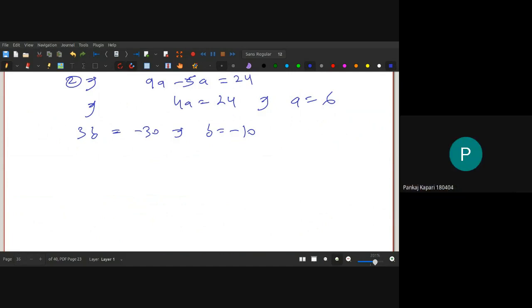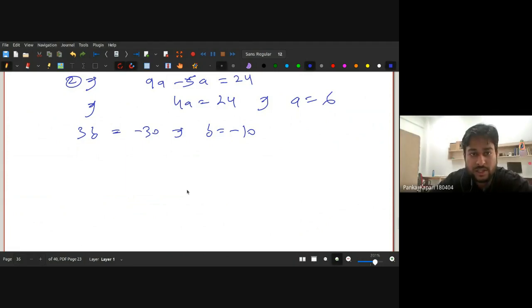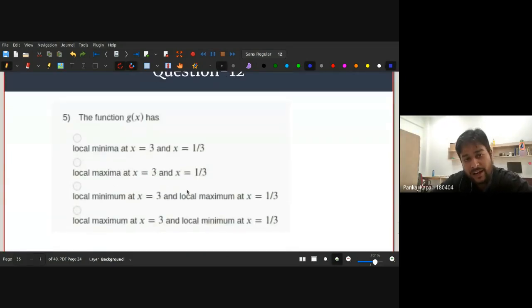So any questions? Okay, so if no questions, let's move to the next problem. And the next problem is also related to the previous one.